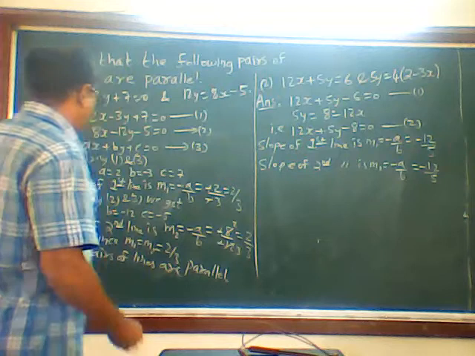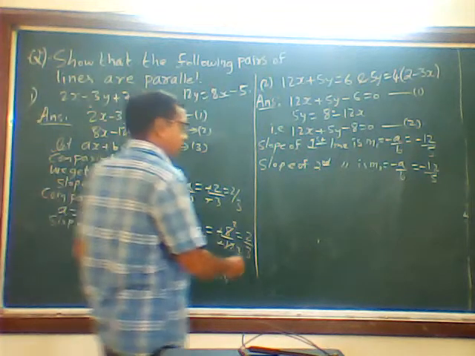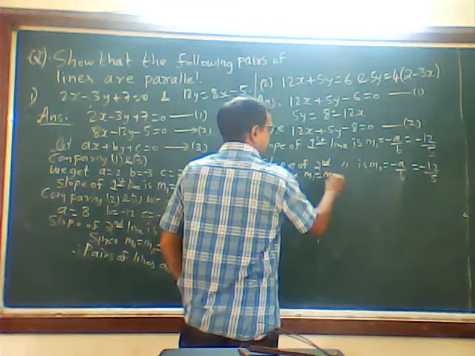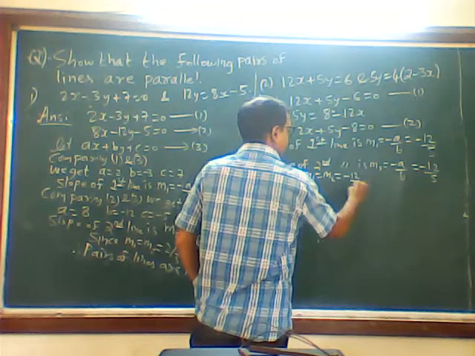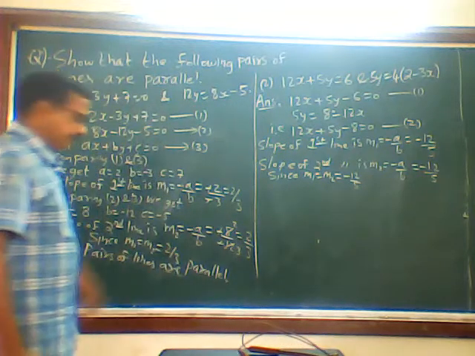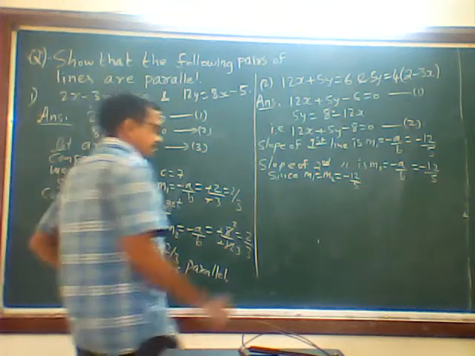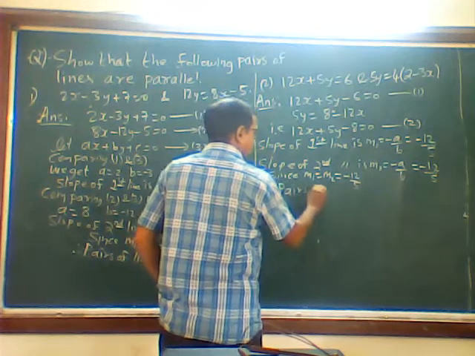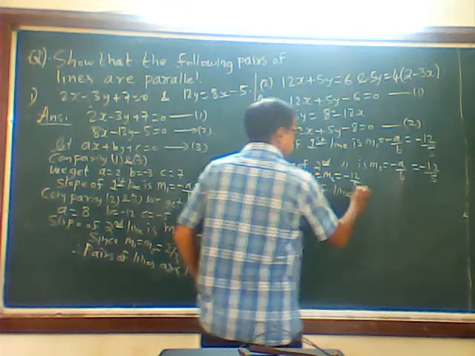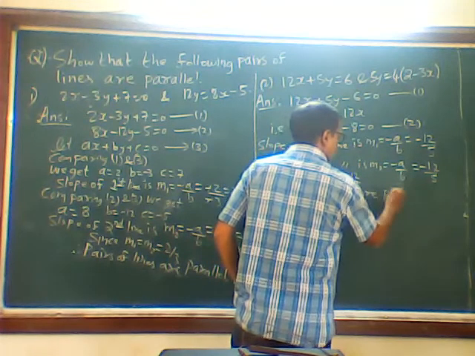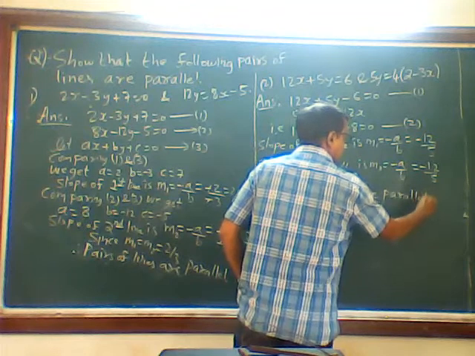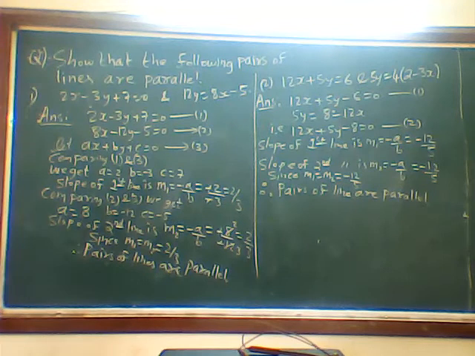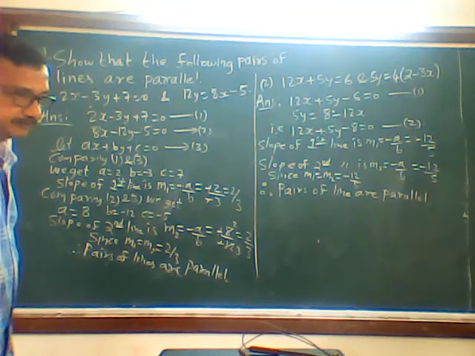Now I will say since m1 is equal to m2 is equal to minus 12 by 5, therefore the pairs of lines are parallel. Got it? So this is the problem, sir. I have got two problems.